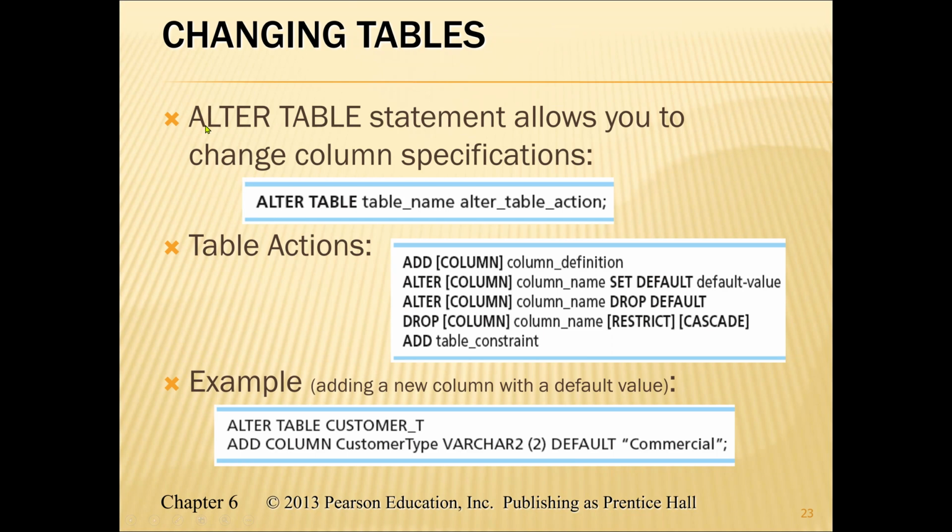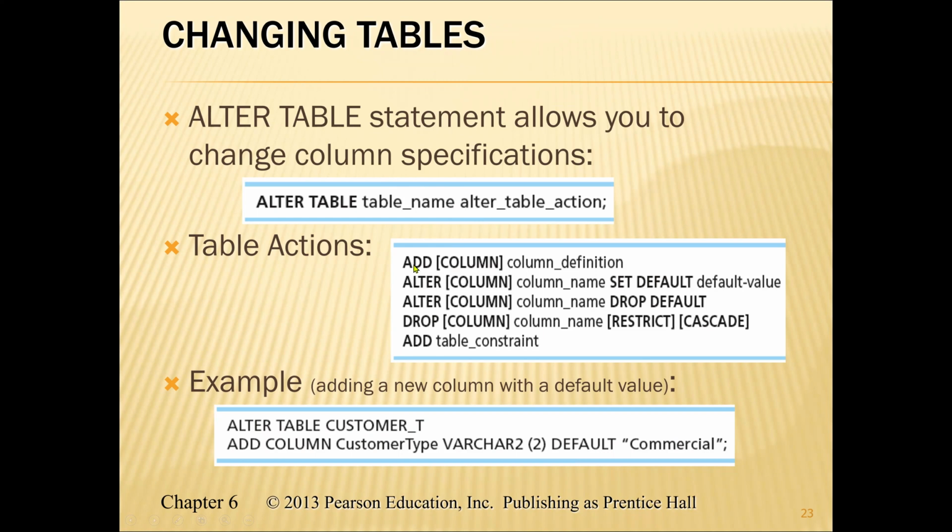So for example, we can use the command ALTER TABLE. The ALTER TABLE statement allows you to change column specification, or we can even add. So here we say ALTER TABLE, the table name, then whatever we want to do. For example, I can add a new column, or I can change. When we want to change, we use the SET.